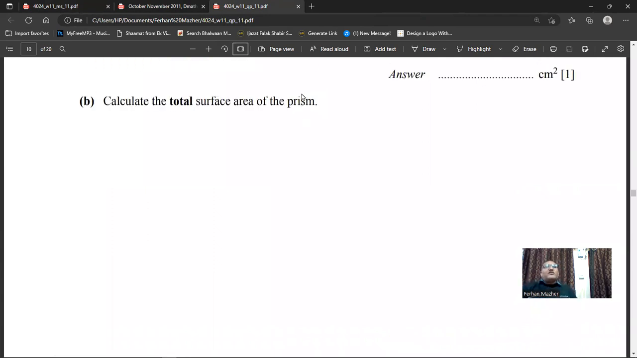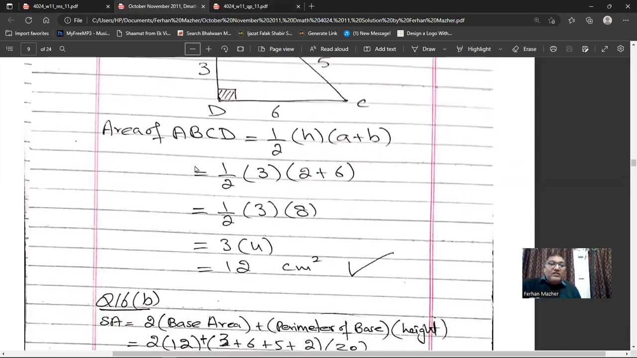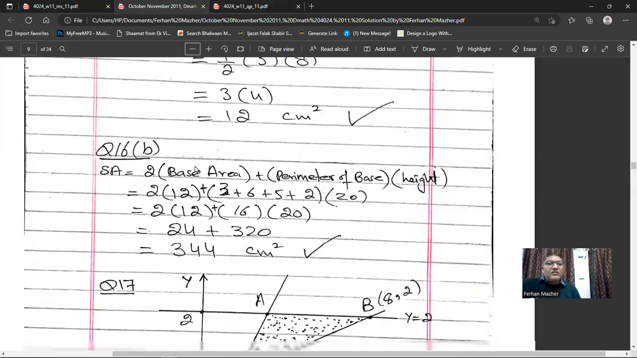Then he says calculate the total surface area of the prism. The formula for the total surface area is 2 multiply base area plus perimeter of the base multiply height of the prism. So never forget this formula, very important, very useful.